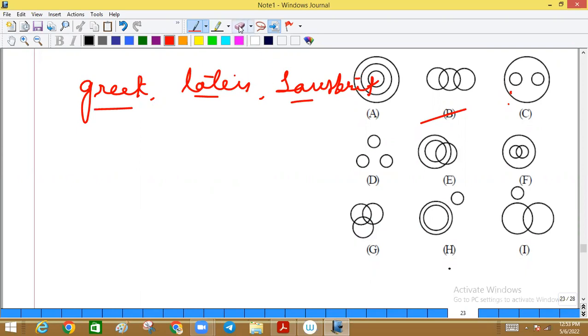Okay. If I remove the word Latin and I put Hindi, then what is the answer? It doesn't matter whether I replace it, your answer is D. Why? All are three different languages. Greek is different, Hindi is different, and Sanskrit is different.